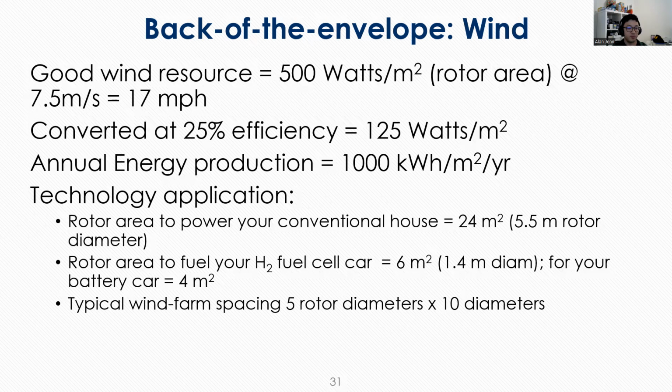To fuel your car would be something like 6 meters squared. And then you have a typical wind farm spacing of 5 rotor diameters by 10 diameters. That can give you a sense of the size of the space that you would need for a wind farm. And so you can use this to get some idea and calculate the amount of space that you would need from a wind farm to power a certain amount of energy demand. It's actually one of the questions on the homework.